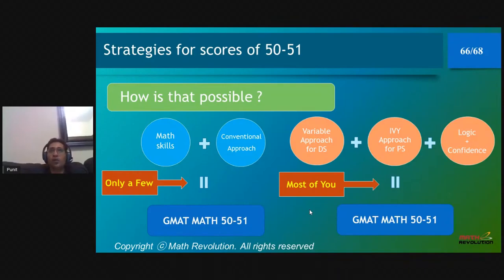So it has been noticed that by applying a conventional approach along with whatever math skills you have, few people have scored as well as 50-51. But to make sure this percentage increases of those who score 50-51, the variable approach for DS, the IB approach for PS, your logic, your confidence, your proper strategy, approaches and practice would definitely give you a 50-51 score in GMAT Quant.